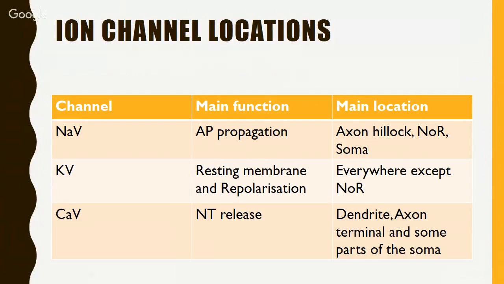So ion channel locations, something you can read over, something you can memorize if you want. It could come up. The sodium channels are kind of everywhere, especially in the nodes of Ranvier. The potassium channels are for repolarization and the resting membrane, so they're kind of everywhere except the nodes of Ranvier. And then the calcium channels are right at the end, and they're important for neurotransmitter release. So I'll talk about them soon as well.